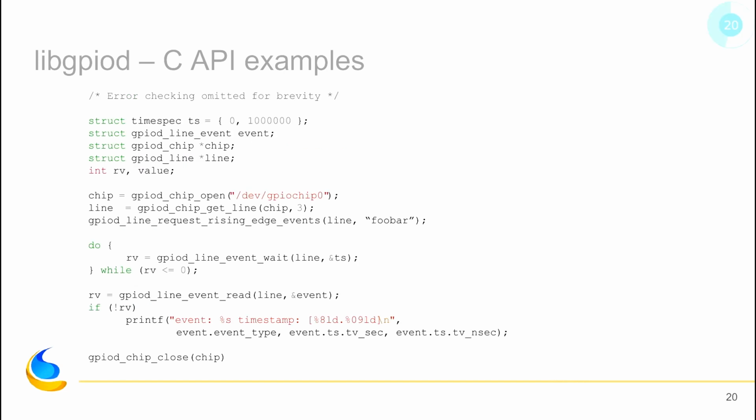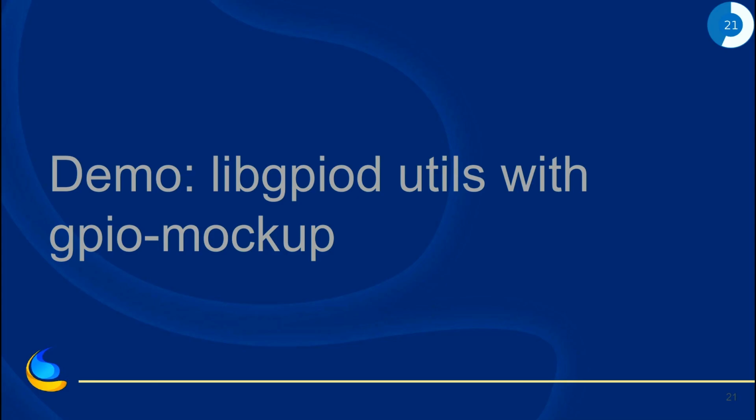It gets more complicated when you have multiple lines. And this is just a quick example of how you poll for events. You open the chip again, get the line, and request the line for rising edge events. So we're going to only monitor the rising edge events. Then you poll it. You can actually get the descriptor and use your own polling function, but in this case it's a helper that waits for an event on a single line. Then you read the event, which fills out this structure, GPIO line event, and you can print the event type and its timestamp when it occurred, and then you close the chip.